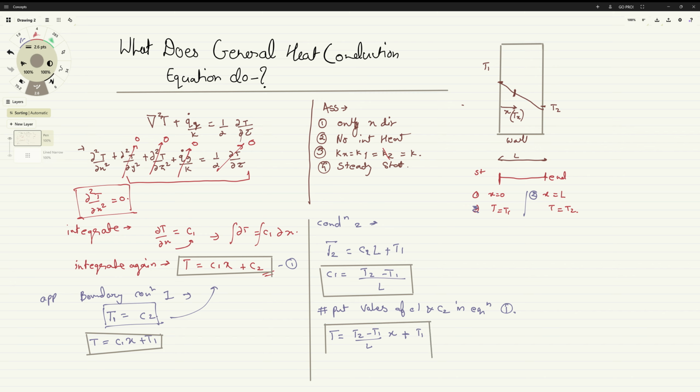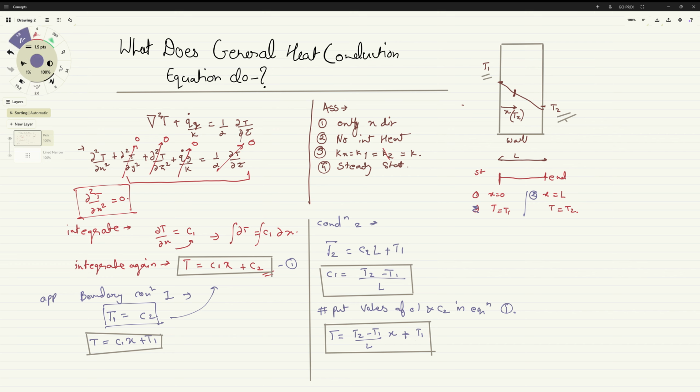We can change the positioning of the terms however we want, but this is pretty much it. If we put the value of T2, which is the temperature at the end of the wall, minus T1, the temperature at the start, upon length, into whatever distance from the start we want, plus again T1, we'll get the value of T.